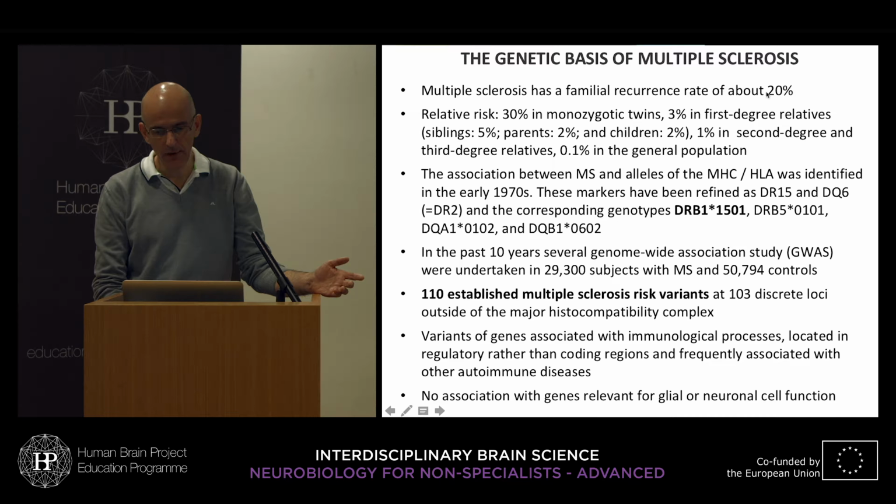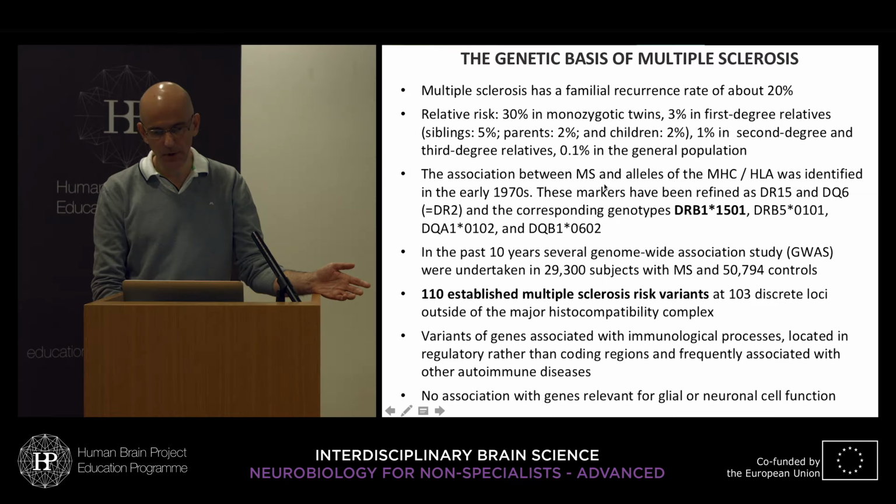MS has a familial recurrence rate of about 20%, so about 20% of all affected patients are seen in families. The relative risk is about 30% in monozygotic twins, 3% in first-degree relatives. In siblings it would be 5%, in parents 2%, in children 2%, 1% in second-degree relatives, and 0.1% in the general population. So obviously there is a genetic component which does not cause the disease, but which modifies disease risk.